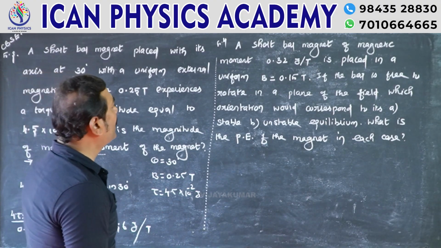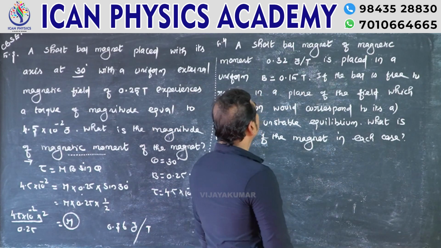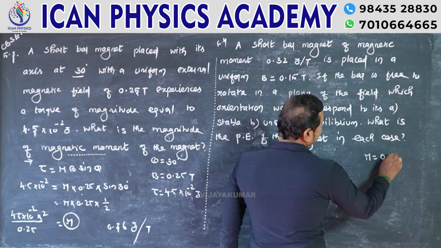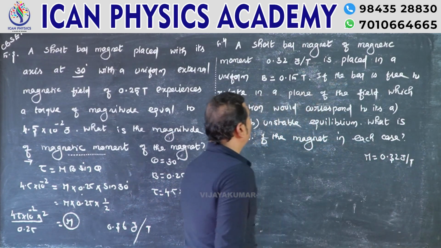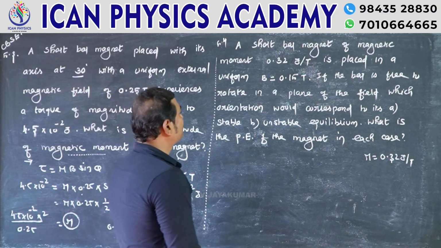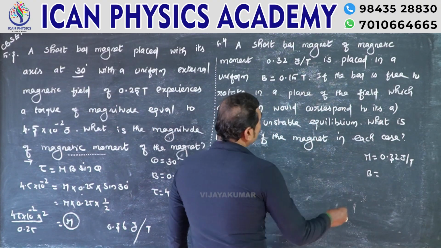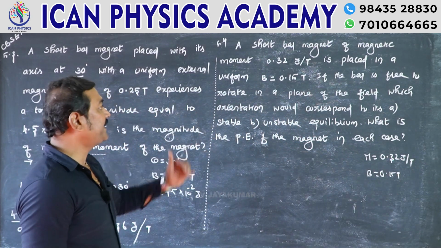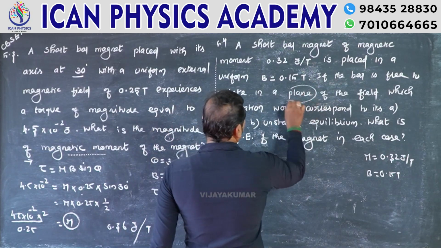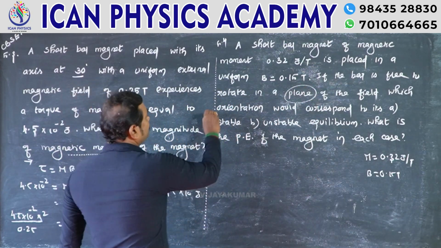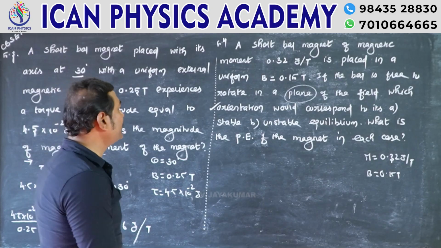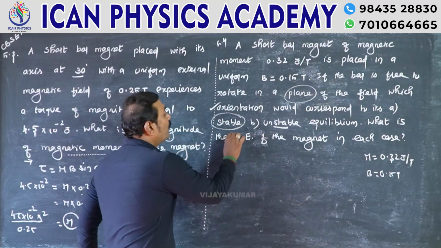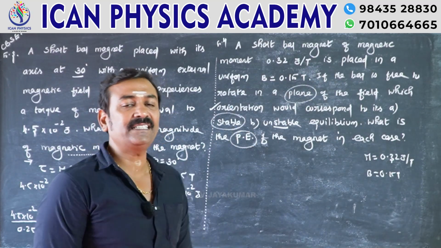A short bar magnet of magnetic moment 0.32 joule per Tesla is placed in a uniform magnetic field of 0.15 Tesla. If the bar magnet is free to rotate in a plane, which orientation would correspond to its stable and unstable equilibrium? What is the potential energy of the magnet in each case?